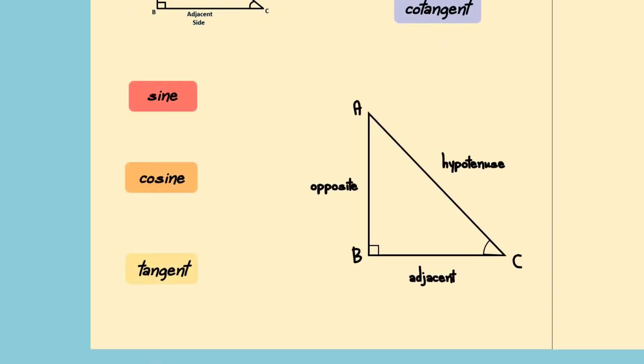The first trig ratio is the sine function. Usually denoted with this abbreviation, it is the ratio of the length of the opposite side divided by the length of the hypotenuse. Next, we have the cosine function. It is defined as the ratio of the side adjacent to that angle to the hypotenuse. We also have the third trigonometric ratio, which is the tangent function. This ratio is defined as the ratio of the side opposite to that angle to the side adjacent to that angle.